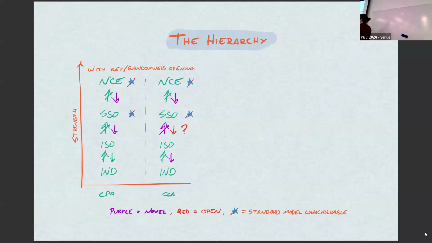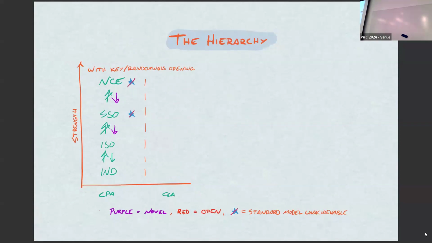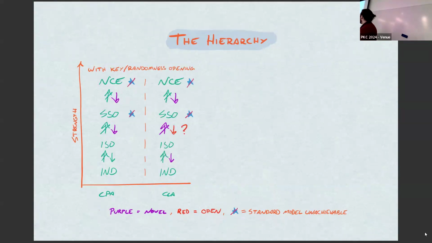So this is the hierarchy that I was mentioning. The CPA situation is kind of well known, right? You have separations upwards and implications downwards. And then when messages leak, when private keys leak, both simulatability SOA and NCE are unachievable in the standard model. For CCA, there is actually a very interesting gap here, an open problem: we would expect that simulatability SOA implies indistinguishability SOA, but a straightforward reduction doesn't seem to work. So interesting. I don't know how to solve it, but that's future work.